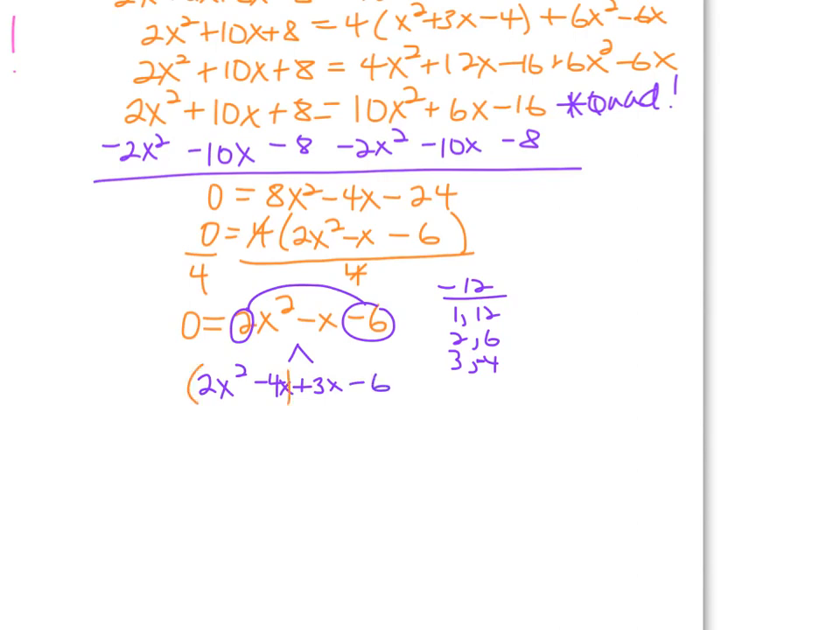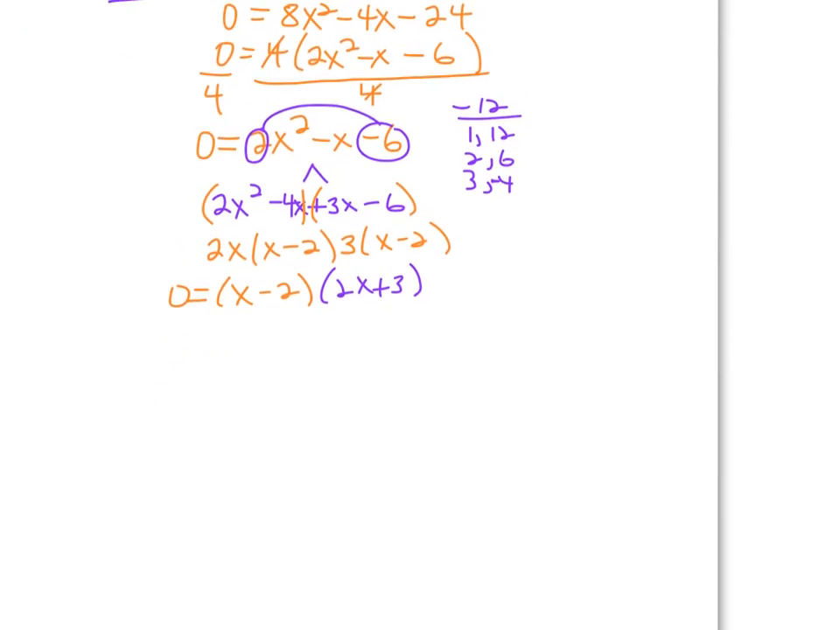We'll group the first two terms and the second two terms. In 2x squared minus 4x, we could take out a 2 and an x, and we'd have x minus 2 left over. 3x minus 6, we could take out a 3, and we'd have x minus 2 left over again. That means x minus 2 is one parenthesis, and 2x plus 3 is the other. Again, this equals 0, so now we just have to split them up and solve them separately.